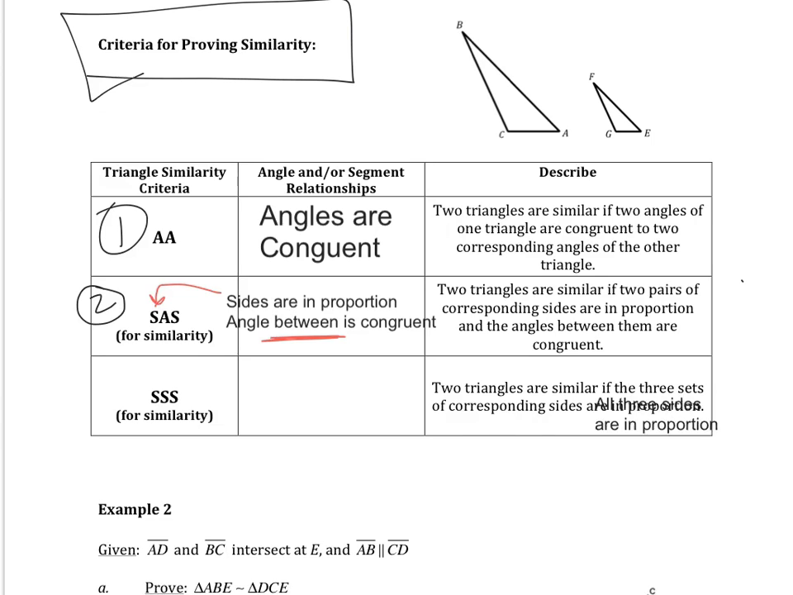And then the last one is if all three sides are in proportion, then we are pretty much good to go and we have similar triangles as well. Okay, so please make sure you copy that. After this, we're going to turn to page 44.